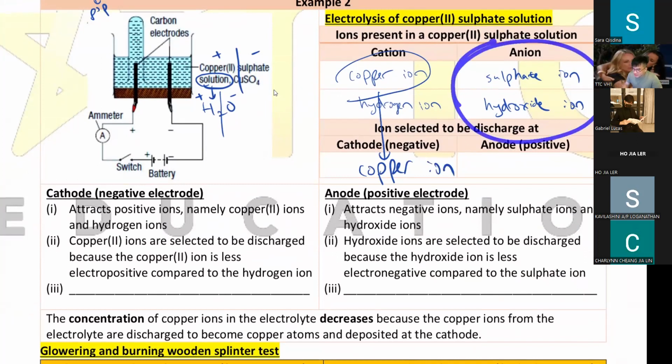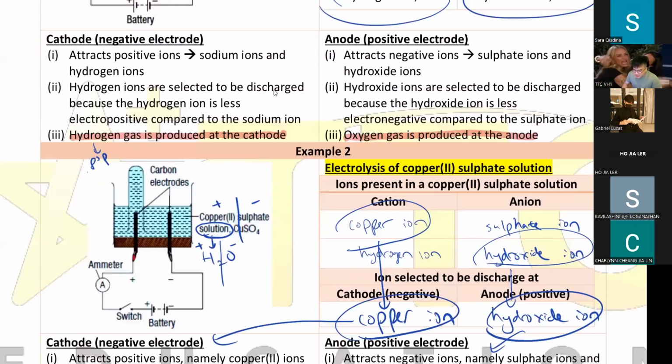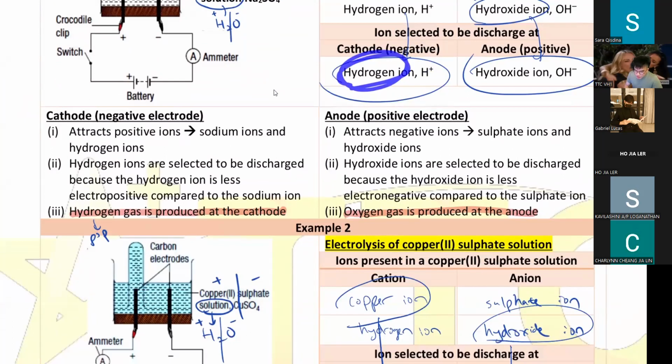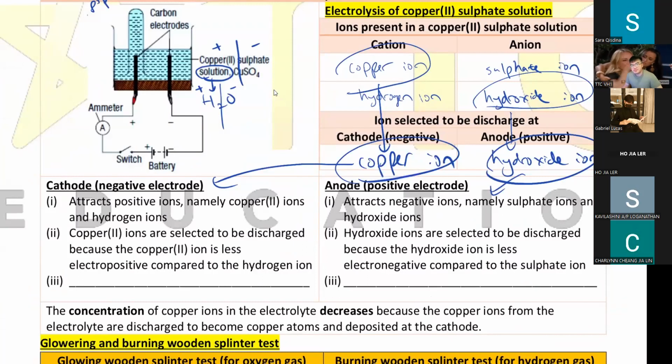What about the girl? Which girl will be chosen? It is almost certain you will choose that girl, which is hydroxide. Okay, so now copper will be kicked out at the cathode. Hydroxide will be kicked out at the anode. So guys, just now when I kicked hydrogen ion out, I saw hydrogen gas. Now when I kick copper out, what do I see?